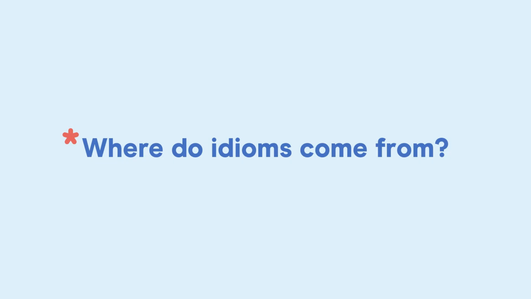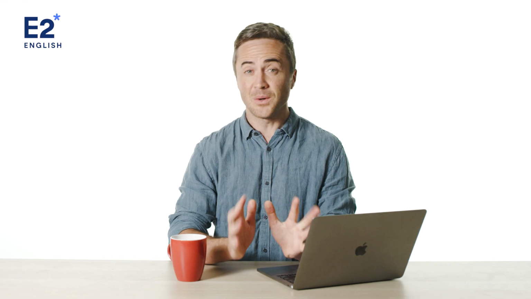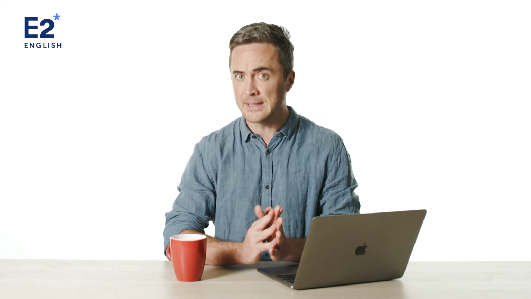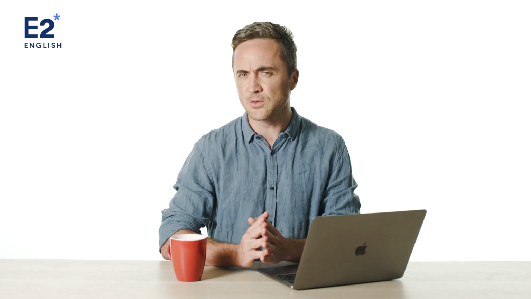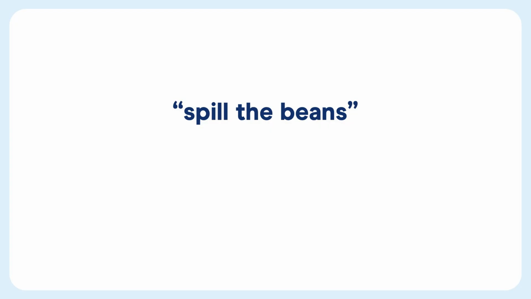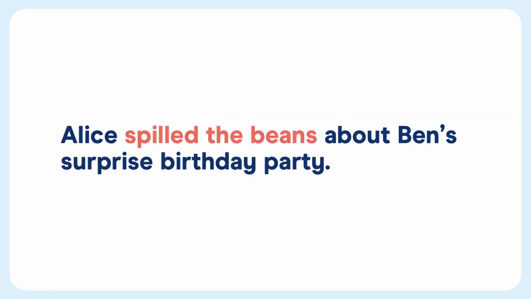So where do idioms come from? All idioms have a historical beginning. They usually start with a literal meaning, but over time, the literal meaning is forgotten, so it becomes figurative. For example, to spill the beans means to ruin a surprise. Alice spilled the beans about Ben's surprise birthday party.